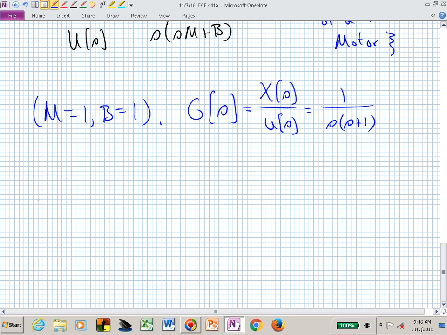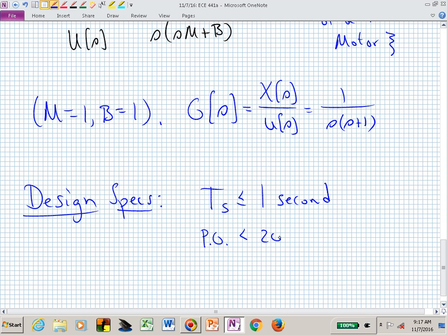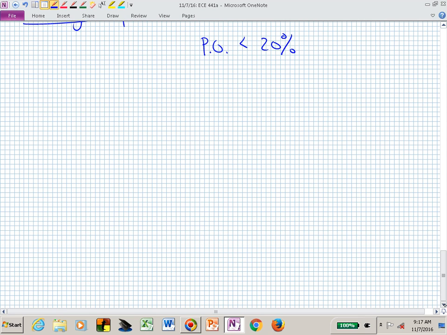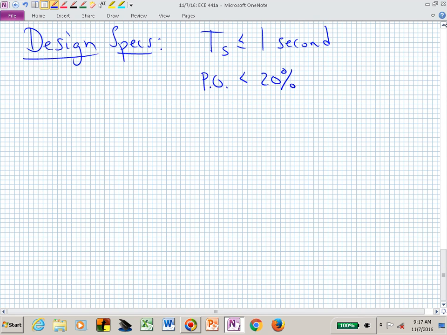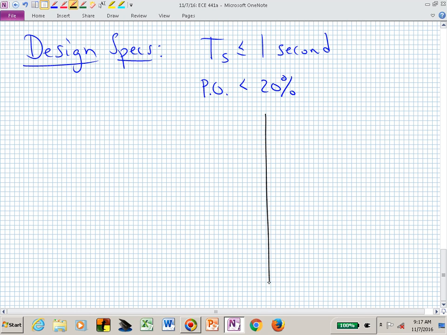Now, suppose somebody gives us the following design specifications. Suppose the design specifications require that we have a settling time of 1 second and a percent overshoot less than 20%. And we can now think of those in terms of somewhere in our complex S-plane.